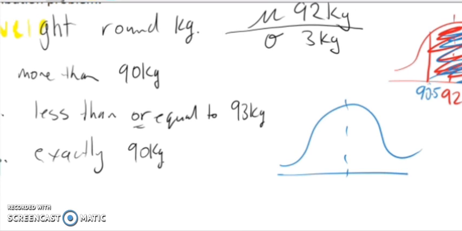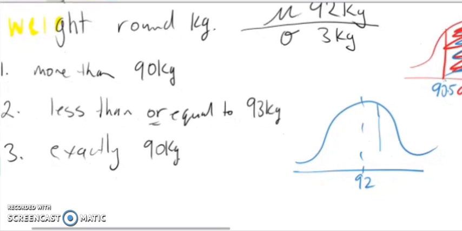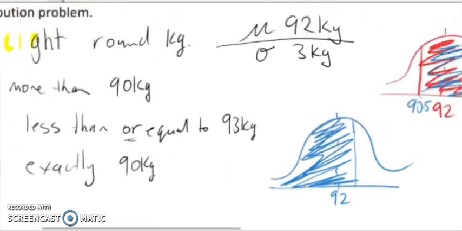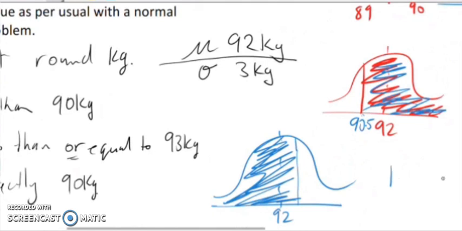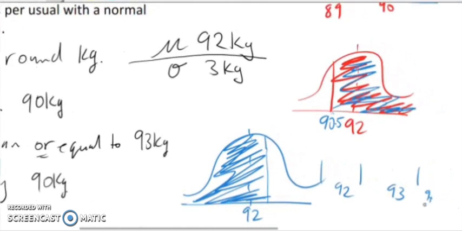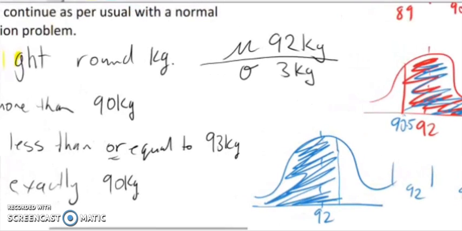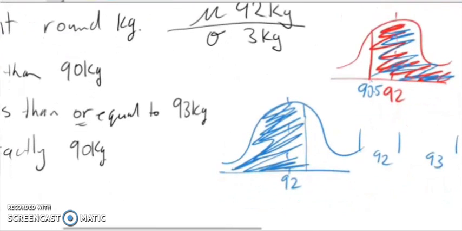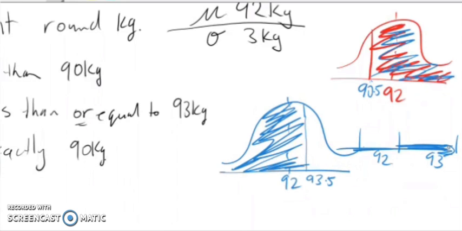Normal curve, 92 is the mean, less than or equal to 93. 93 is up here somewhere. Less than or equal to. So if it's equal to 93, so we've got these boundaries here. If 93 is in here, 92 is here, 94 is up there, we want less than or equal to 93. So we want it to equal 93 or be less than. So we want to go all the way up to 93.5 because it has to equal 93 or be less.